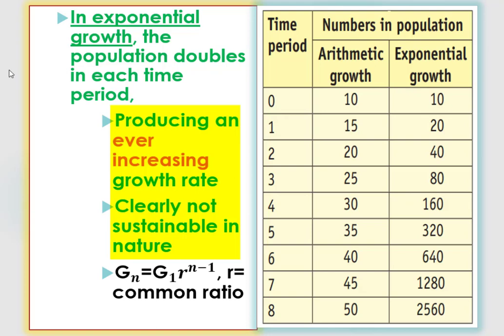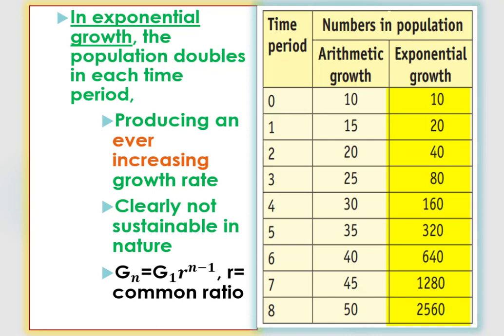To determine the densities of population that follow exponential forms of growth after nth period, we can use the formula Gn, or population density after nth period, is equal to G1, or initial population density, times R, the common ratio, to the power of nth period minus 1. As we can see in the table for exponential population growth, the initial population density is 10, and after one period, the population doubles and equals 20.